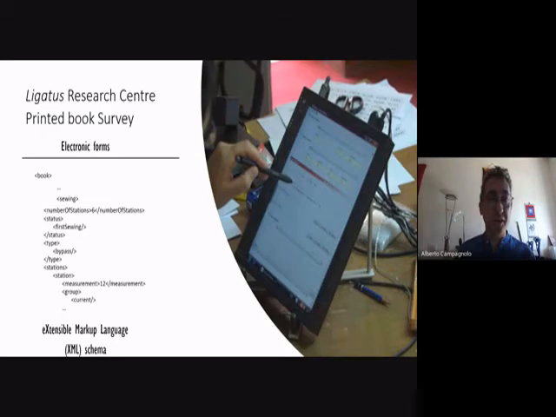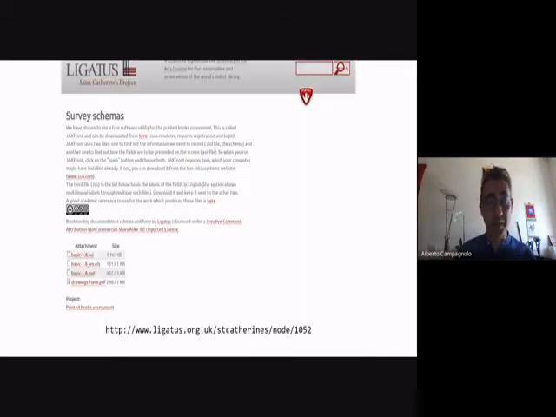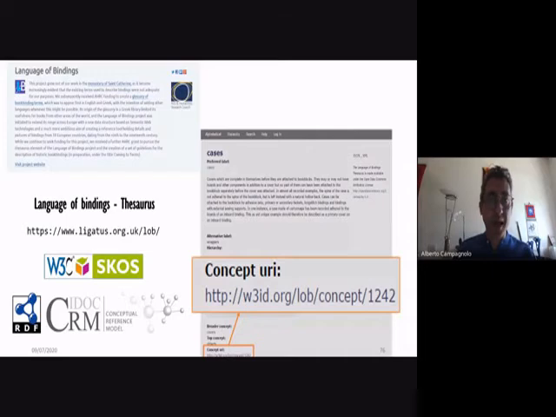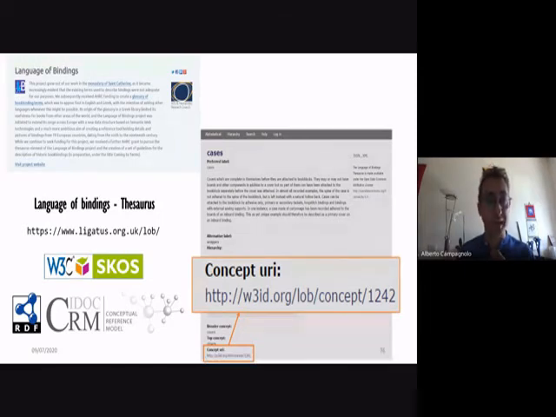Legatus put together a way to describe the bindings through an XML schema, which can be found here, and which is the one that I'm using to describe the bindings at the National Library for the project at VDPH. Another project that stems out of that is the Language of Bindings Thesaurus, which describes terminology for book bindings, but it's all done according to SKOS and linked data technology. So all of these concepts have a URI which can be used to describe things, in order for them to be ready for linked data.